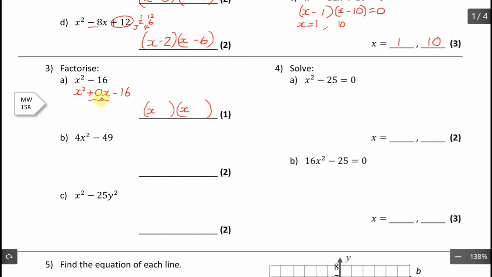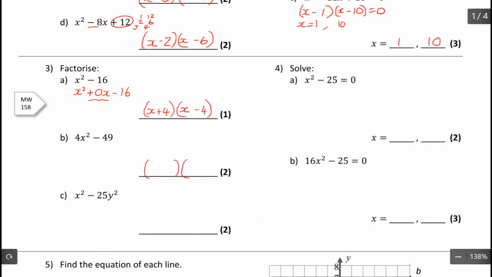We'll just say we have 0 x's. So we're looking for 2 numbers that times together to make 16, add together to make 0. And that's going to be 4 and negative 4. Sorry, they times together to make negative 16. The fact that they add together to make 0 tells you that they must be the same number. There's one positive and one negative.